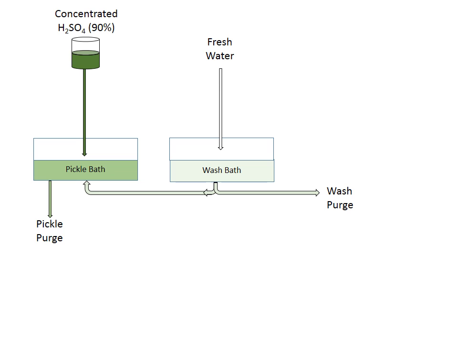This problem is a little easier to look at if we just focus on the liquid side of it and ignore the steel side. So we have a concentrated sulfuric acid solution, 90% coming into our pickle bath. Leaving is the pickle purge. Also entering the bath is the liquid from the wash bath. Fresh water is added to the wash bath, and then there is some wash purge.